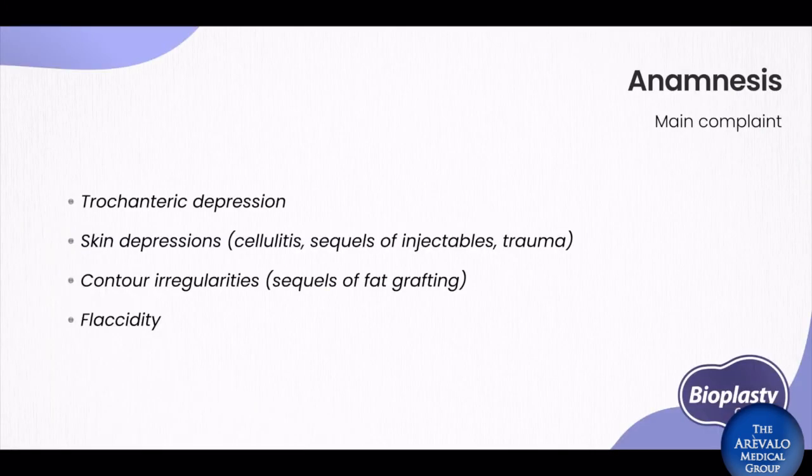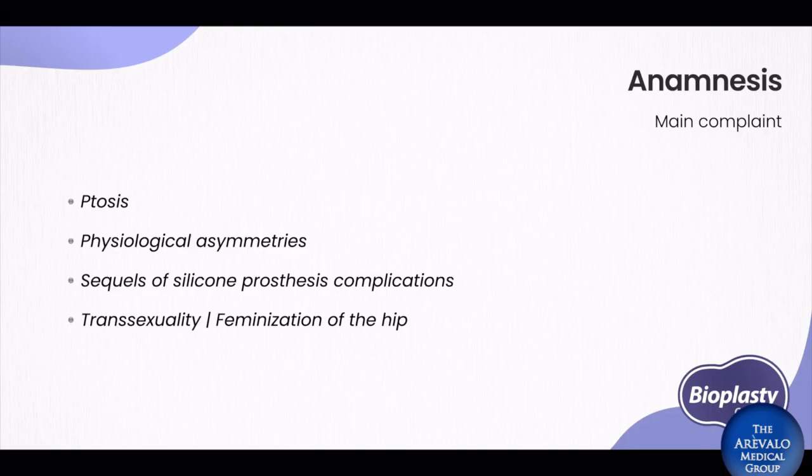Start by checking the patient's primary complaint. In the case of gluteal bioplasty, the most common are correction of trochanteric depression, correction of depressions in the skin, irregularities in the contour, or even correction of flaccidity. Correction of ptosis, physiological asymmetries, sequels of silicone prosthesis, and feminization of the hip are also common complaints.